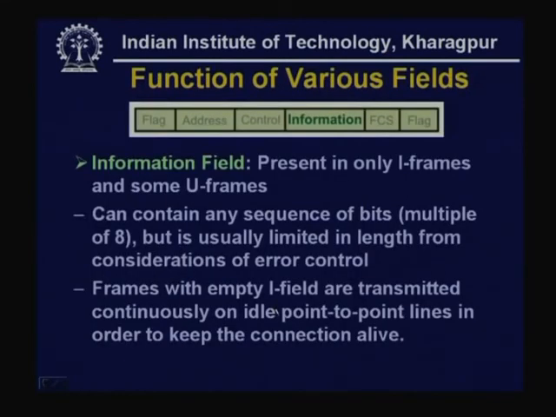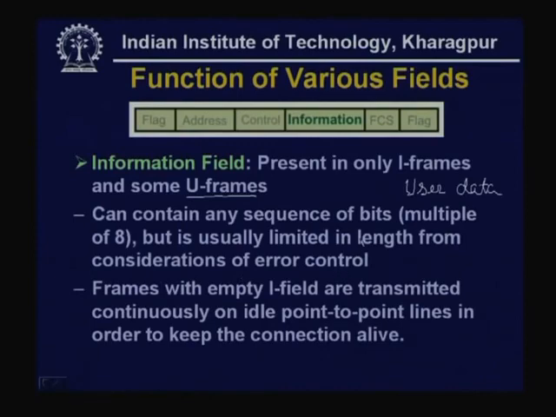Now, coming to the information field, it is present only in I frames and also in some U frames, as I mentioned, and whenever it is present in I frame, it is user data that is being sent, and when it is used in U frame, it is management and control information. So, it can contain any sequence of bits, but that has to be a multiple of 8, but is usually limited in length from consideration of error control.